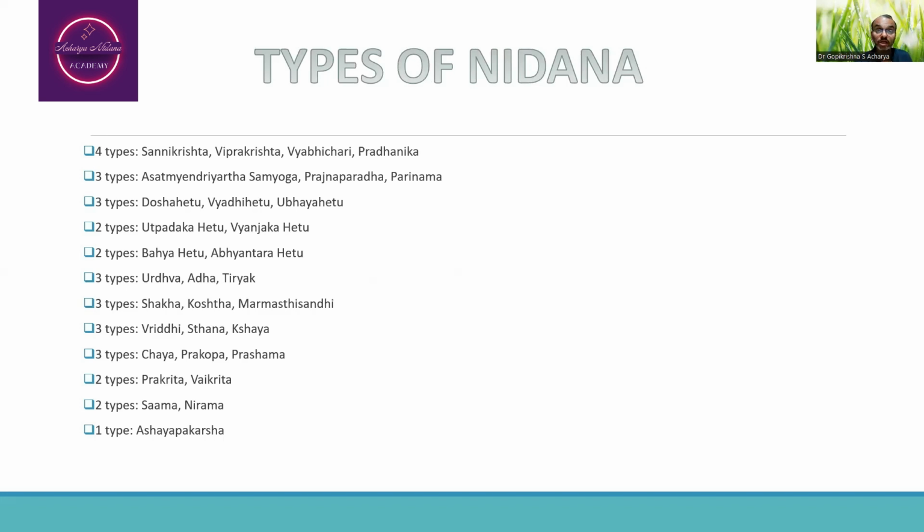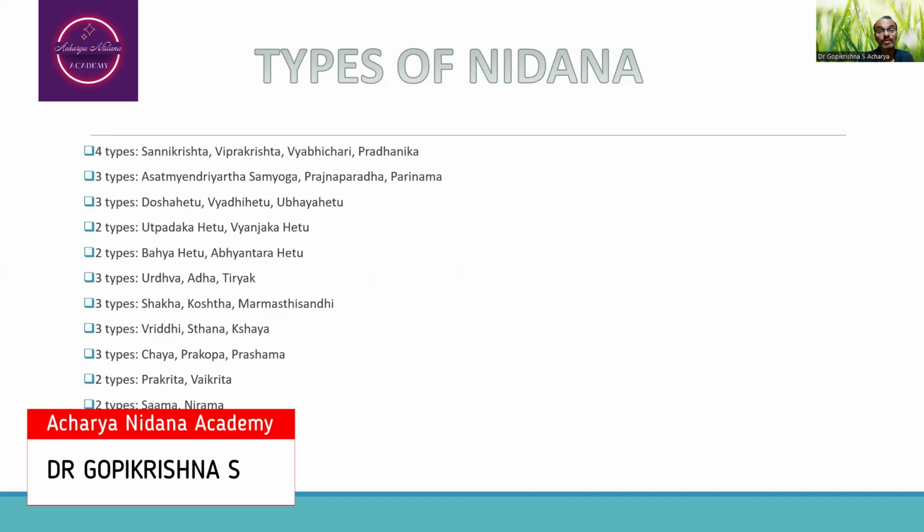2 types of the nidana: Utpadaka Hetu and Vyanjaka Hetu. 2 types of the nidana: Bakhya Hetu and Abhyantara Hetu. 3 types of the Abhyantara Hetu: Urdhva, Adha, Tiryakati. 3 types of the nidana, that is Shaka, Koshtha and Marmastha Sandhigati. 3 types of the nidana: Vruddhi, Sthana, Kshaya. 3 types of the nidana: Chaya, Prakopa and Prashama.